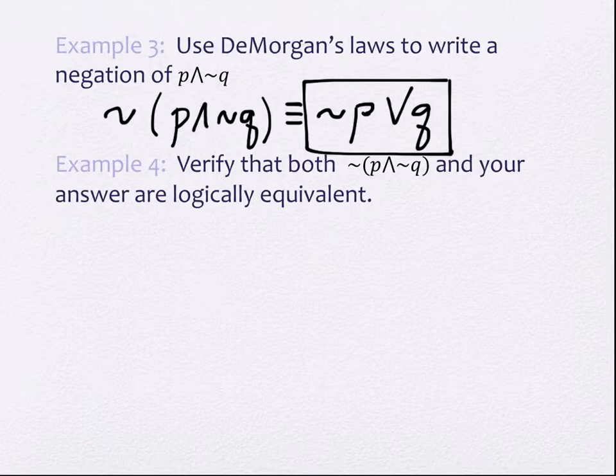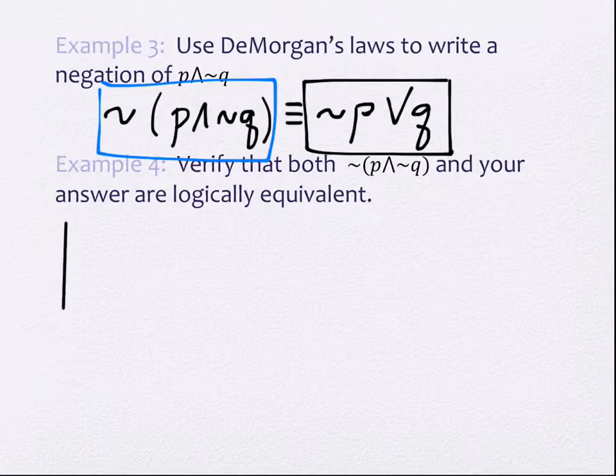All right, so the next statement, number 4, is actually to verify that the 2 things that I have written down right now are, in fact, logically equivalent. In other words, that what I have boxed in blue and what I have boxed in black actually do, in fact, give me logically equivalent statements. So let me talk about how that actually works. We're going to do that with a truth table, okay?